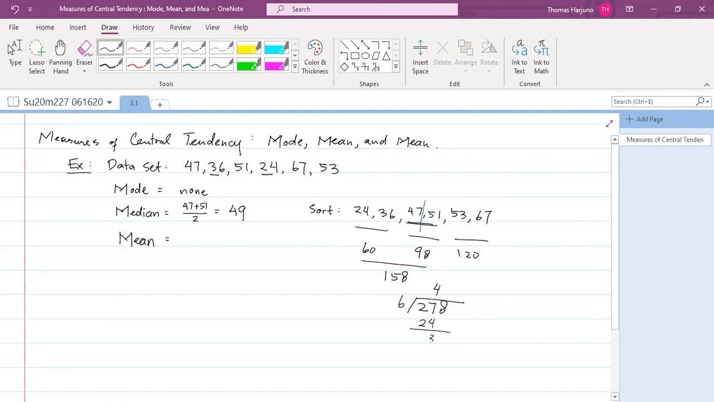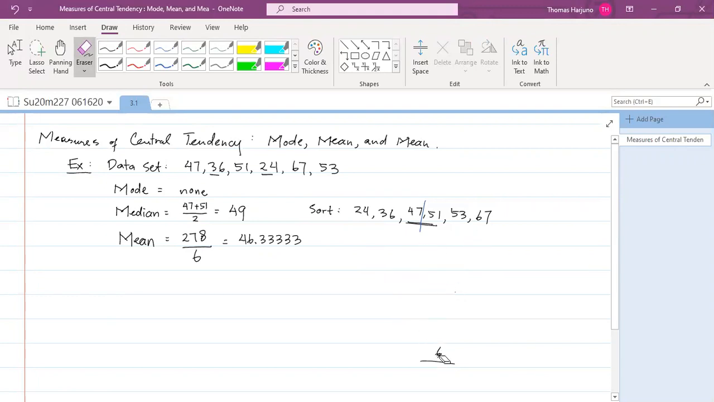So this is 46.333. So this is 278 over 6. You still need to write this though, okay? You still need to write this. And then this equals 46.33333, five decimal places. Okay, five decimal places. Now that's what we did yesterday pretty much.